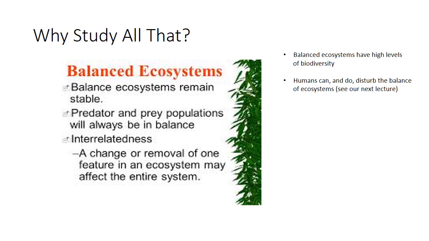And in balanced populations, the populations of predator and prey will be in balance, and other interactions will also be in balance, so there is no deficiency in species X and species Y for all the interaction. And importantly, a change or removal of one feature in the ecosystem may affect the entire system.